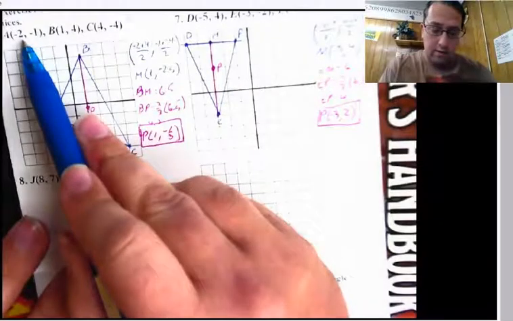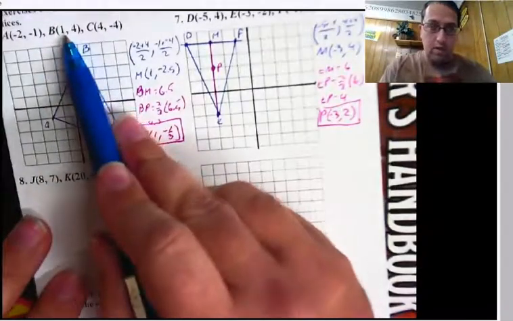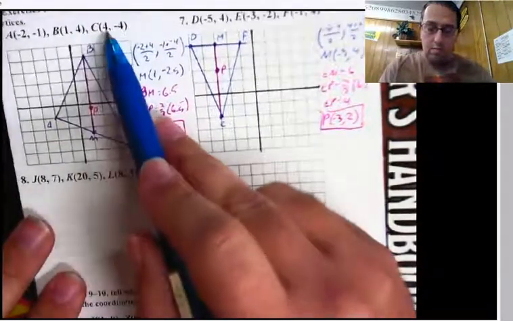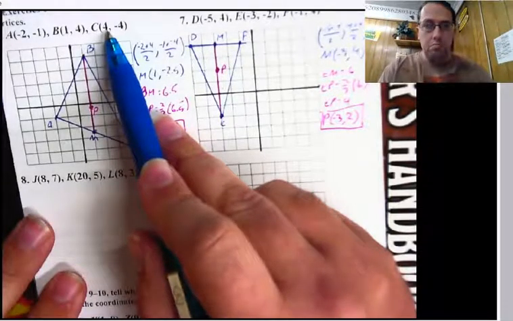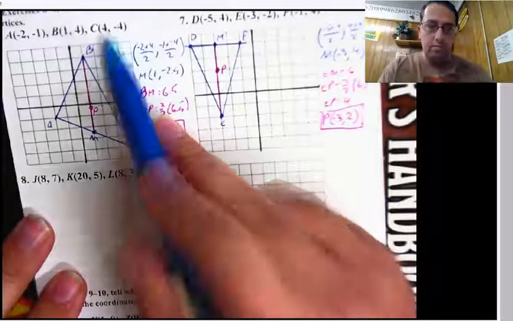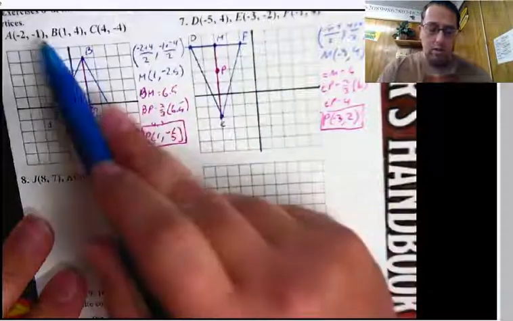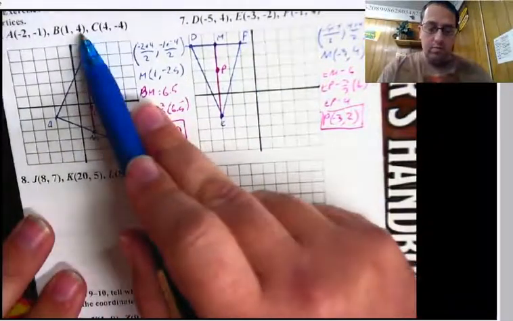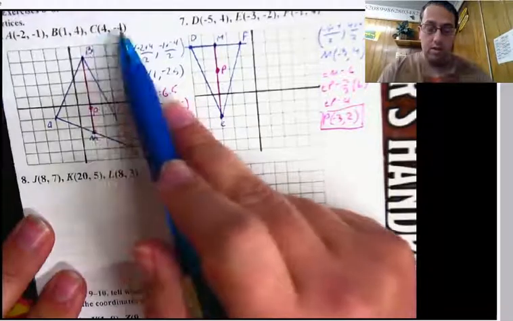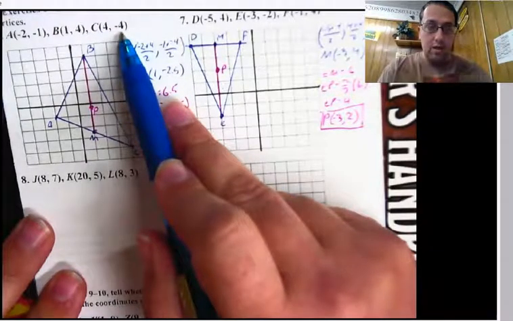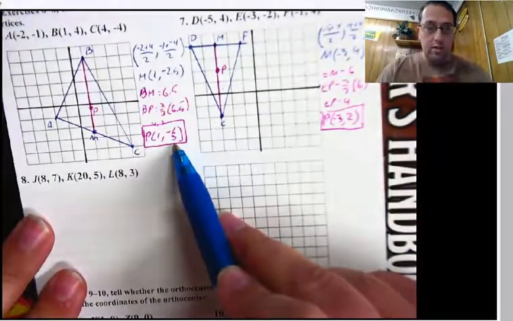So this would be -2 plus 1, -1, plus 4 would be 3. Divided by 3, x is 1. For y: -1 plus 4 is +3. Minus 4 is -1. Divided by 3 is -1/3.